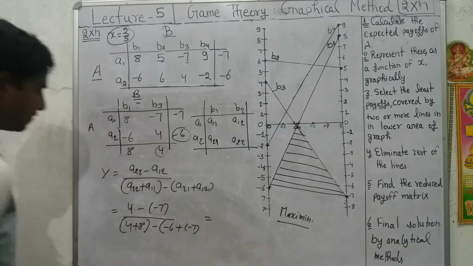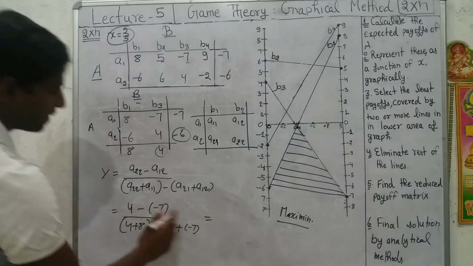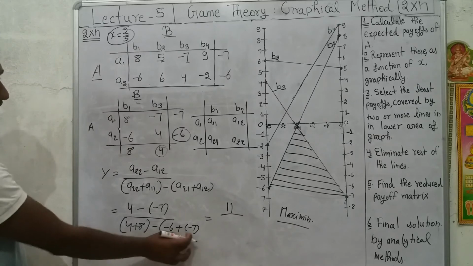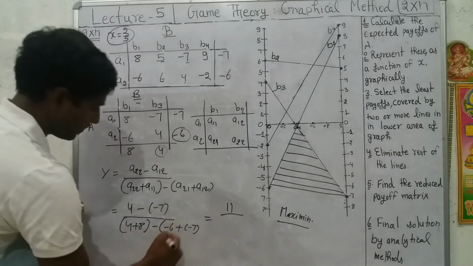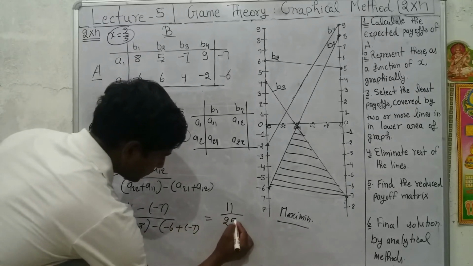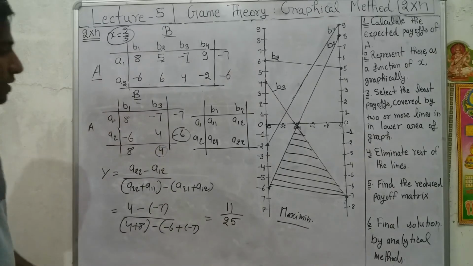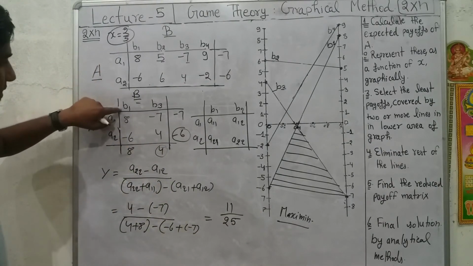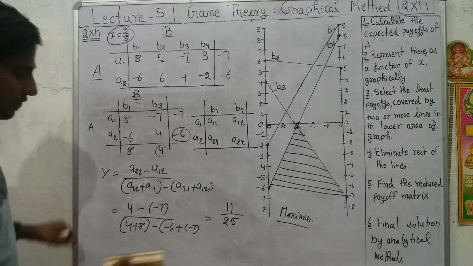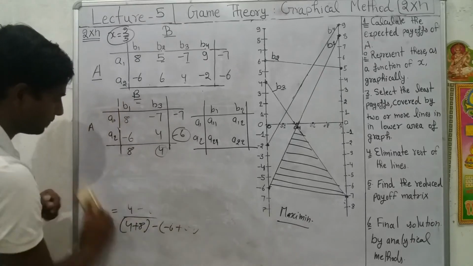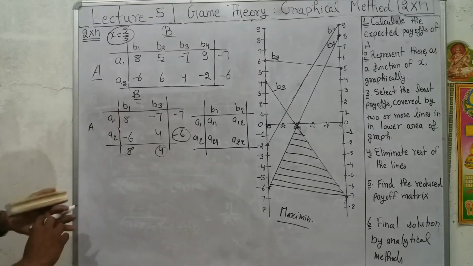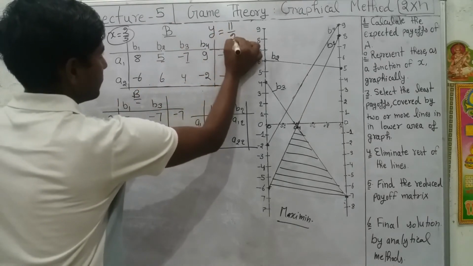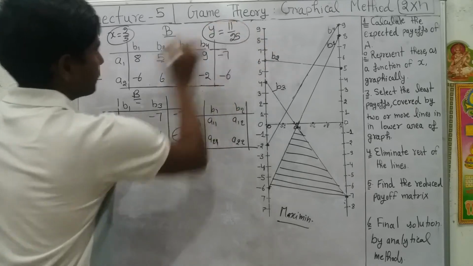So the value would be equal to 4 minus minus 7, that is 11. 8 plus 4, 12, minus minus 13, that is plus 13. So 11 by 25. So the proportion or probability with which company B is going to apply strategy B1 is 11 by 25. So the value of y is equal to 11 by 25.